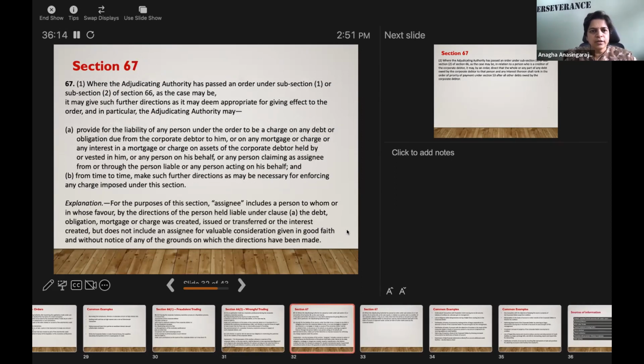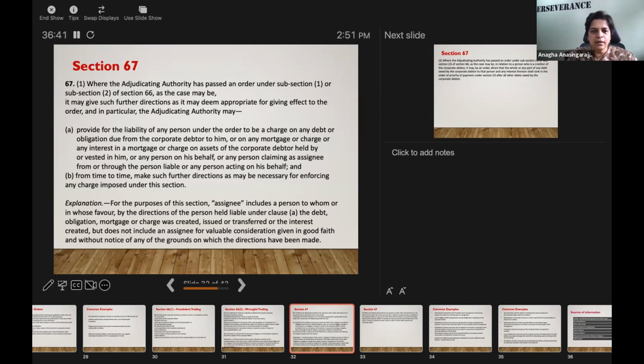Now, what are the orders which we can get with respect to applications under 66(1) and (2)? The NCLT can give further directions for giving effect to the order, and in particular the NCLT may provide for the liability of any person under the order to be a charge on any debt or obligation due from the CD to him, or on any mortgage or charge or any interest in the mortgage or charge on the assets of the company.